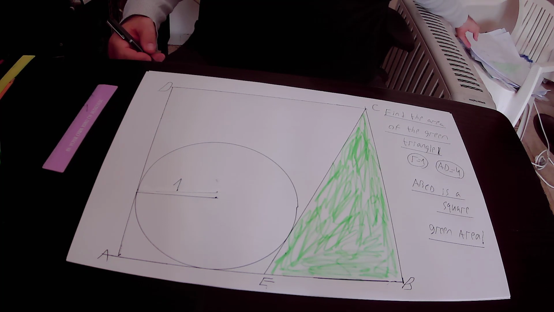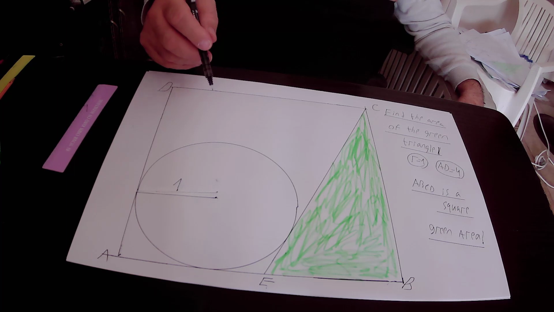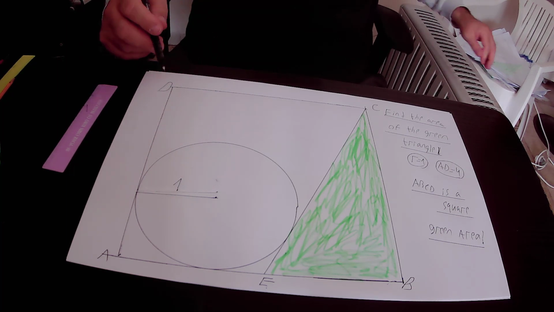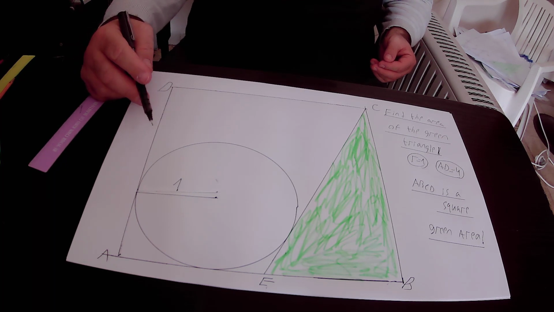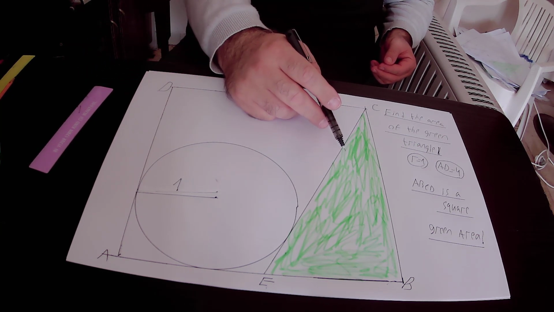And inside the square we have this circle, and we know that the radius of this circle equals 1 unit, and we want to find out the area of this green triangle that is also inside this square.